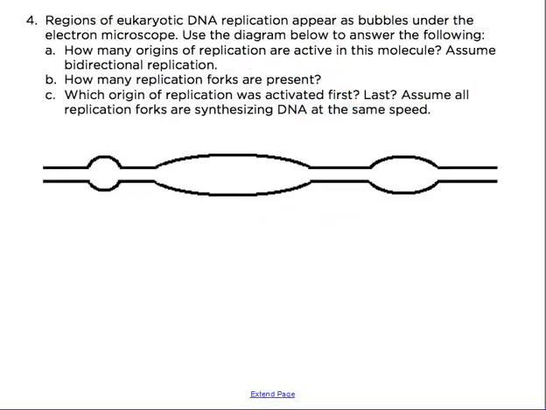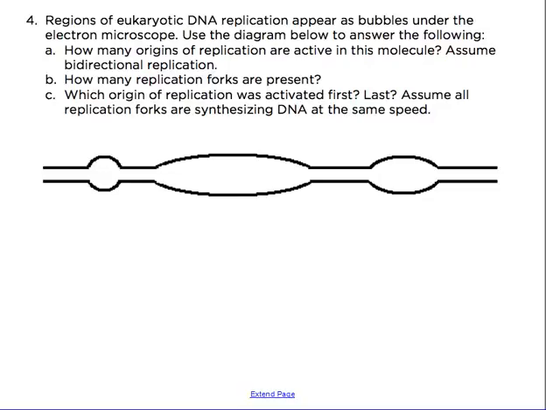Question 4. Regions of eukaryotic DNA replication appear as bubbles under the electron microscope. Use the diagram below to answer the following. How many origins of replication are active in this molecule? Assume bidirectional replication. So remember that origins of replication in eukaryotic DNA make the appearance of a replication bubble.